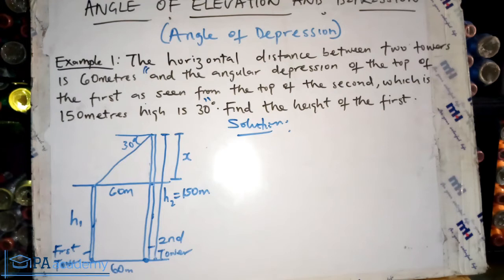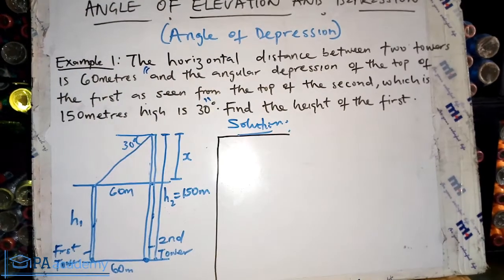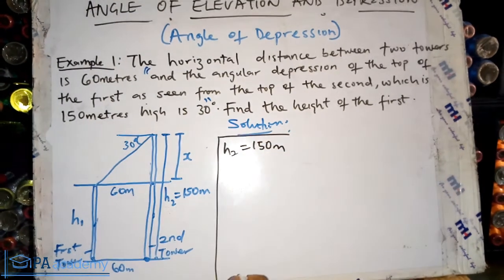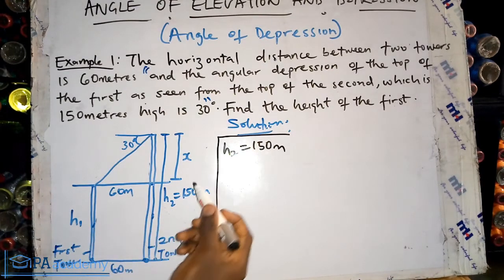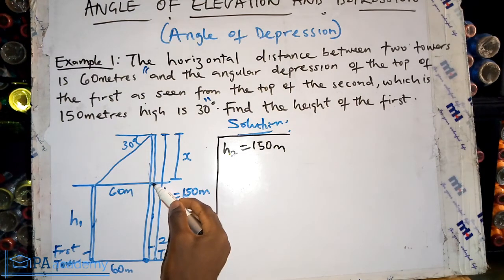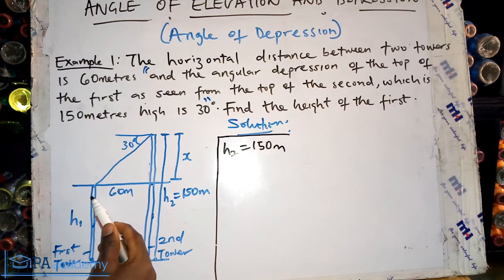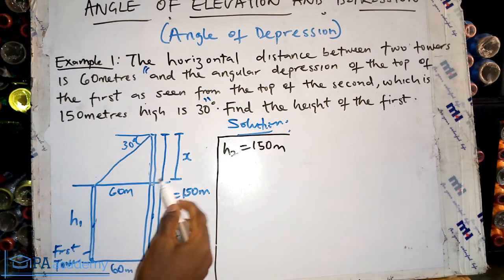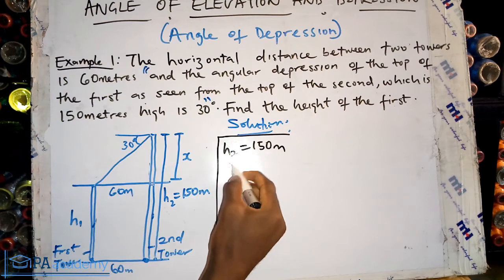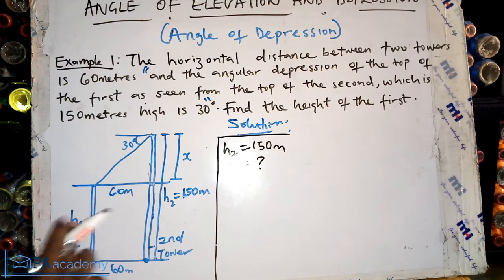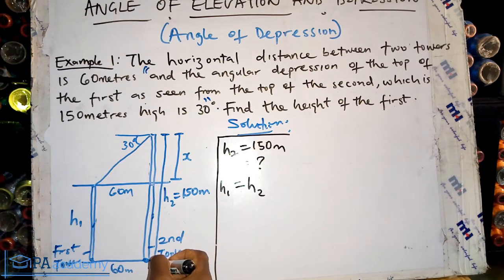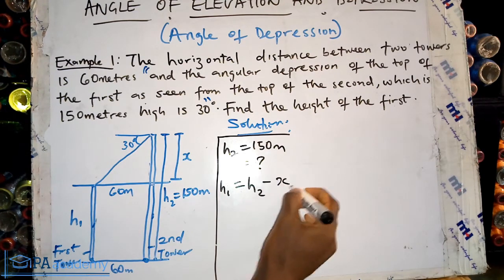Now, for us to get this height h1, since we know the height of the second tower, we know our h2 to be 150 meters, we are going to get the value of this x, which represents from the top of this tower, which shares the same top with h1, from this particular point up to the top of h2, which we call x. We are going to look for x. x is unknown. By the time we get the value of x, our h1 will be equal to h2, the height of the second tower, minus our x.